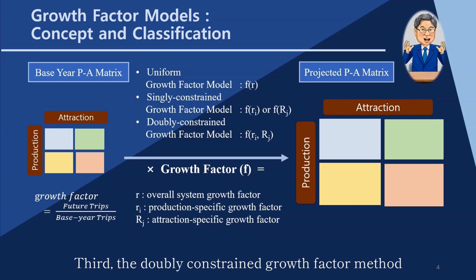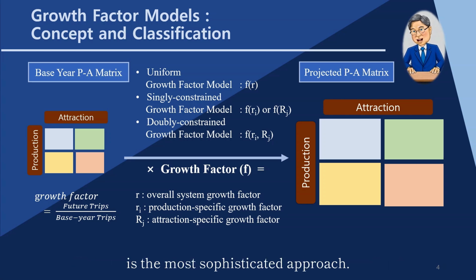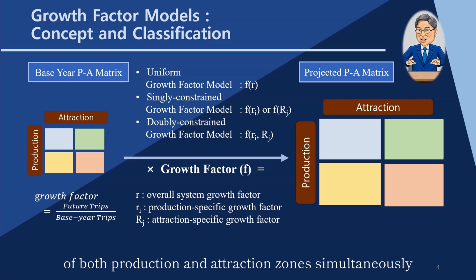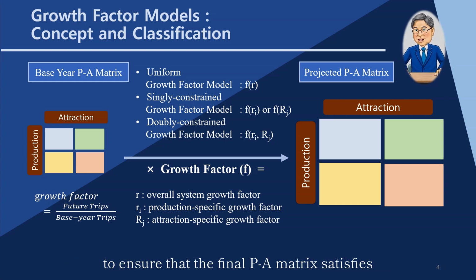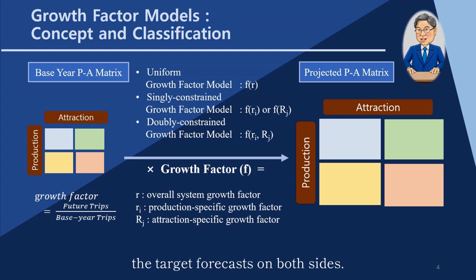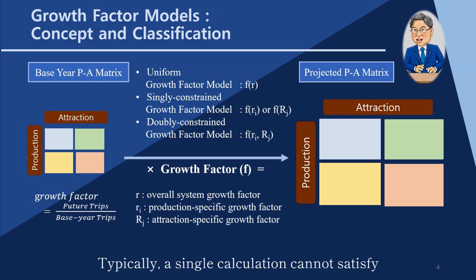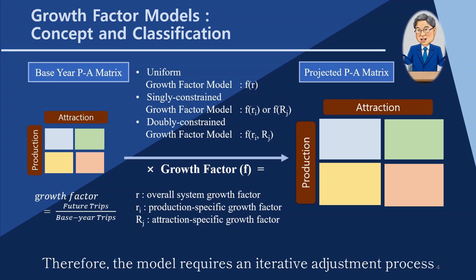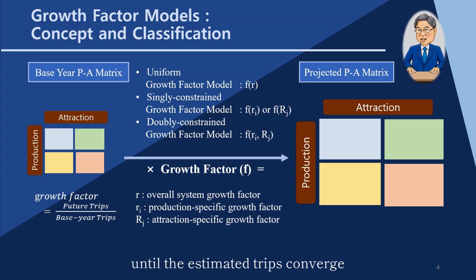Third, the doubly constrained growth factor method is the most sophisticated approach. It mathematically combines the zonal growth factors of both production and attraction zones simultaneously to ensure that the final PA matrix satisfies the target forecasts on both sides. Typically, a single calculation cannot satisfy both constraints at once. Therefore, the model requires an iterative adjustment process until the estimated trips converge within an acceptable error margin.